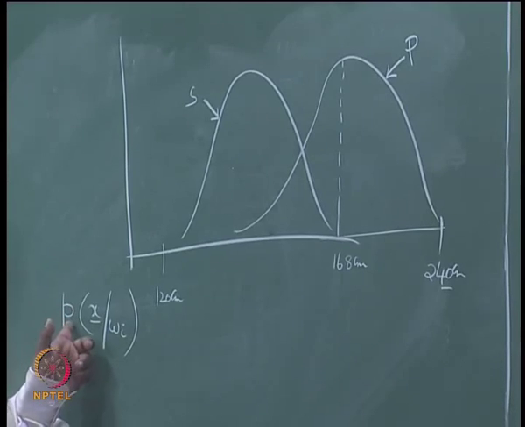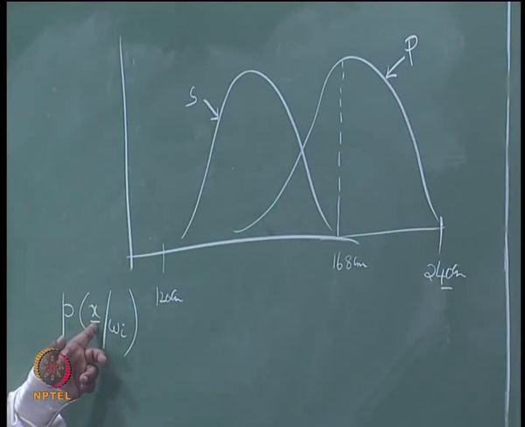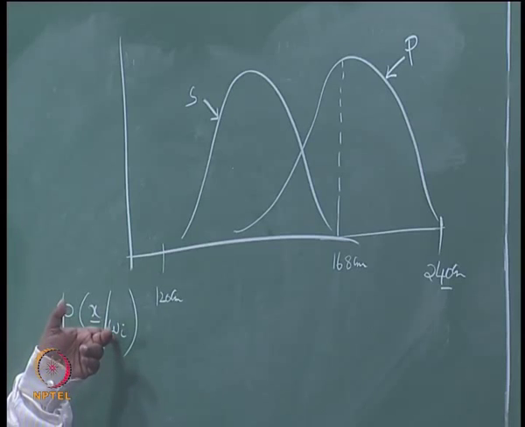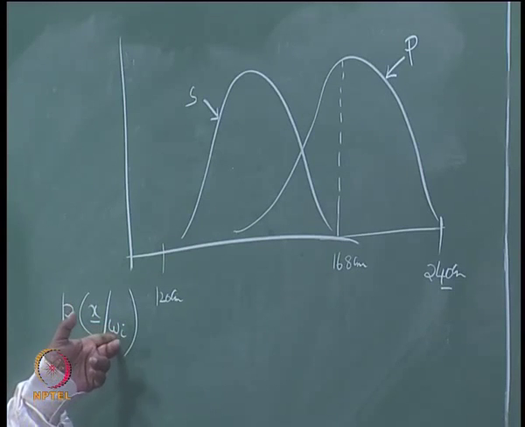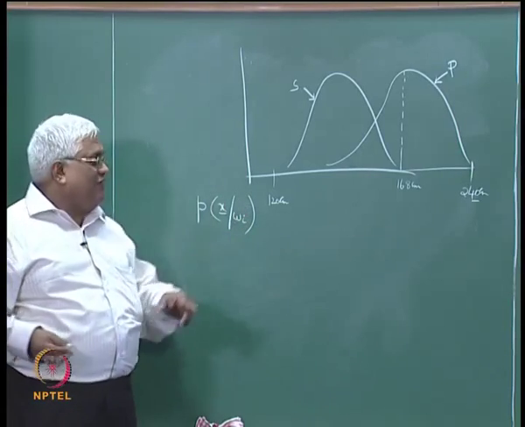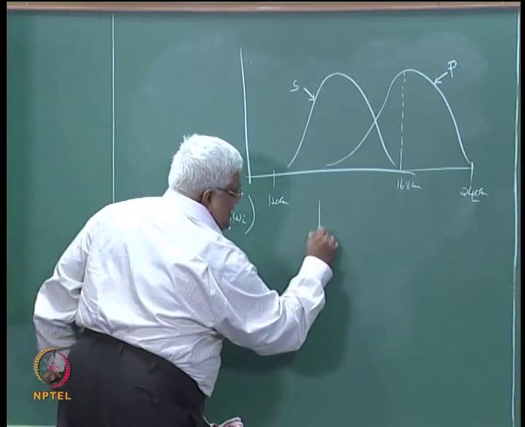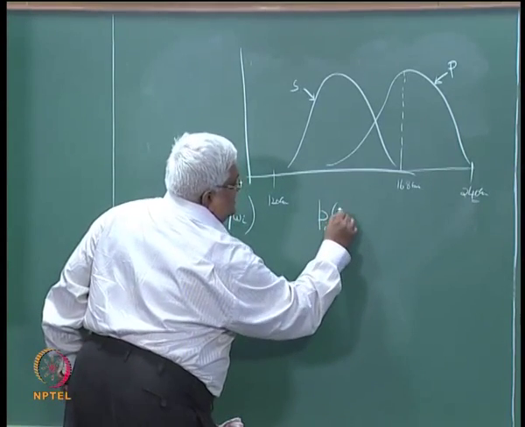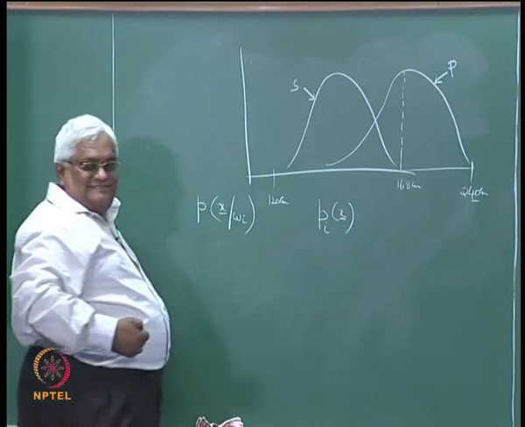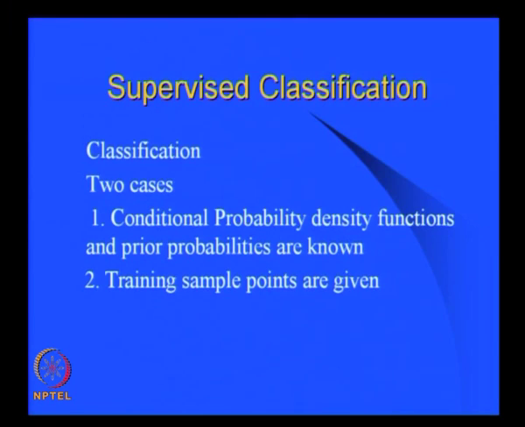P represents the probability density function. This is for the ith class, and for the point x the density value is p(x | omega_i). This is the notation that you will find in books. I did not want to write this out always, so I have just followed this notation, and you will see it in my slides.